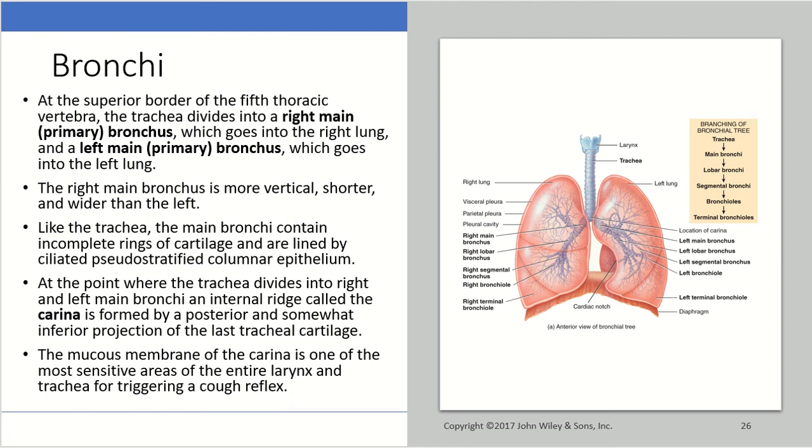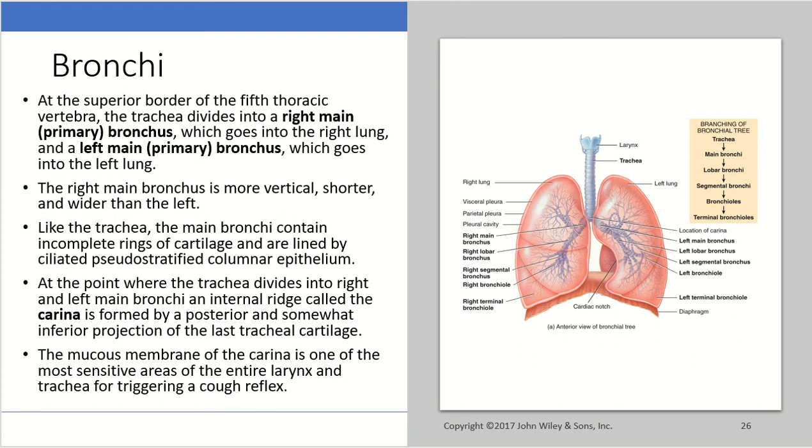Alright, so these are going to be at the superior border of the fifth thoracic vertebra, and the trachea is going to be divided into a right main bronchus, also called the primary bronchus. And this is going to go into the right lung, and then the left main bronchus is going to go into the left lung. The right main bronchus is going to be more vertical. It's going to also be shorter and wider than the left.